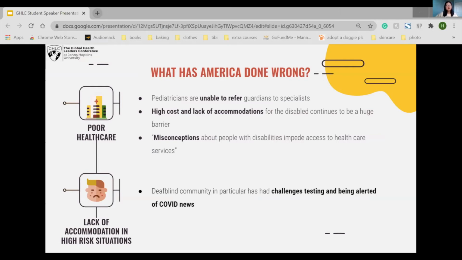In addition to this poor healthcare service, there's a lack of accommodation in high-risk situations, such as COVID-19. In an article, CNBC News reporter Alyssa Jackson states, disability has thus far not been considered in public health emergency response plans or preparedness. It's not coming from preparation, it's coming from reactions.